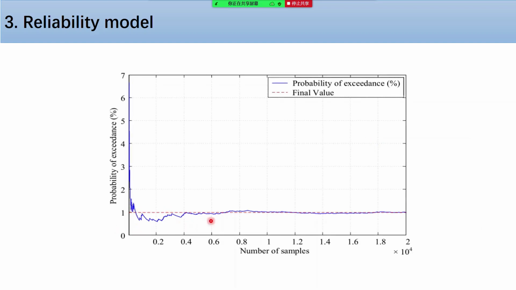And this graph is showing us the convergence of the Monte Carlo simulation. We just used 20,000, but in fact, maybe 8,000 is almost enough, because after 8,000, we have a negligible variation in the exceedance probability.